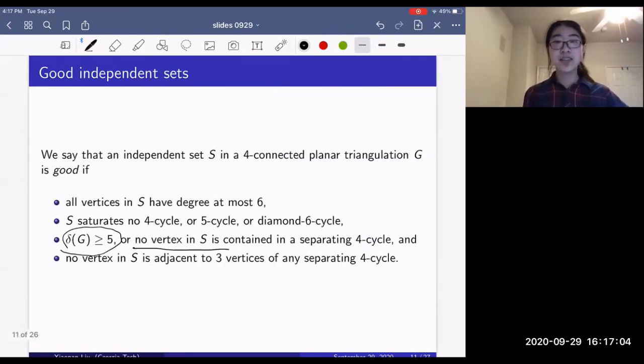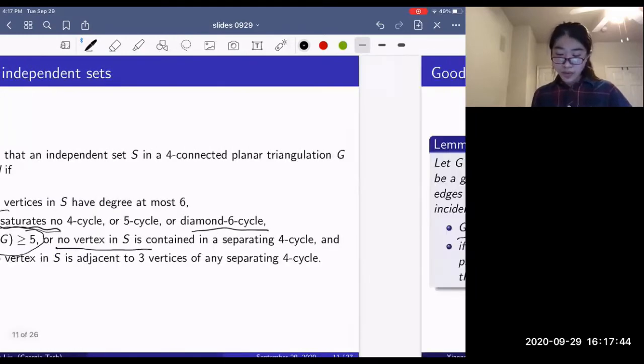So look at the condition here. First, we know that the average degree of G is less than 6. We can find many vertices of degree at most 6. And by the four-color theorem, we can find a large independent set of vertices of degree at most 6. So now our main goal is to find an independent set such that it saturates no 4, no 5, or diamond 6 cycle. So we need to do this one.